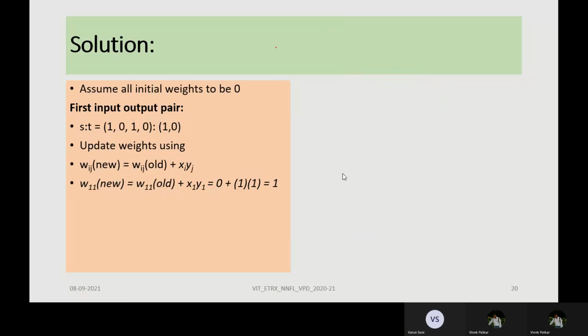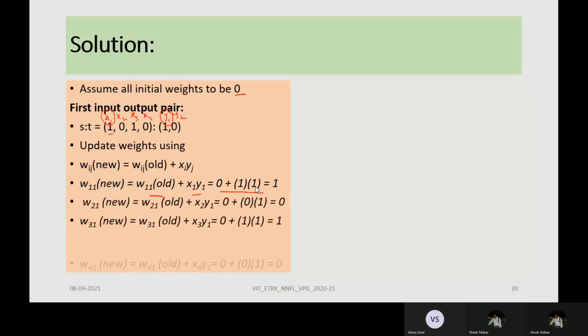So W11 will be W11 old, which is already taken as 0, plus X1 into Y1. So this is X1, X2, X3, X4. This is Y1 and Y2. Okay, so each weight corresponding मतलब इसका और इसके बीच में का weight रहेगा तो इन दोनों को मल्टीप्लाई करेगा, X1 Y1. Substitute the values. Similarly, we do for W21, W31.